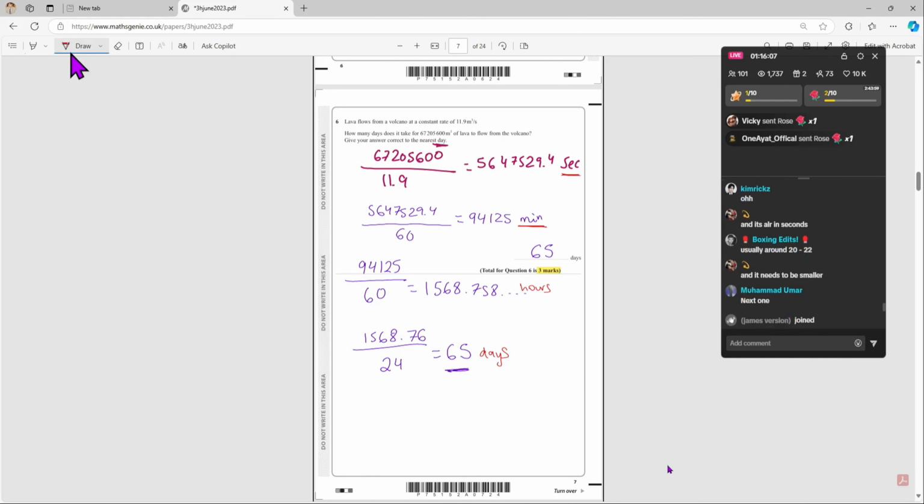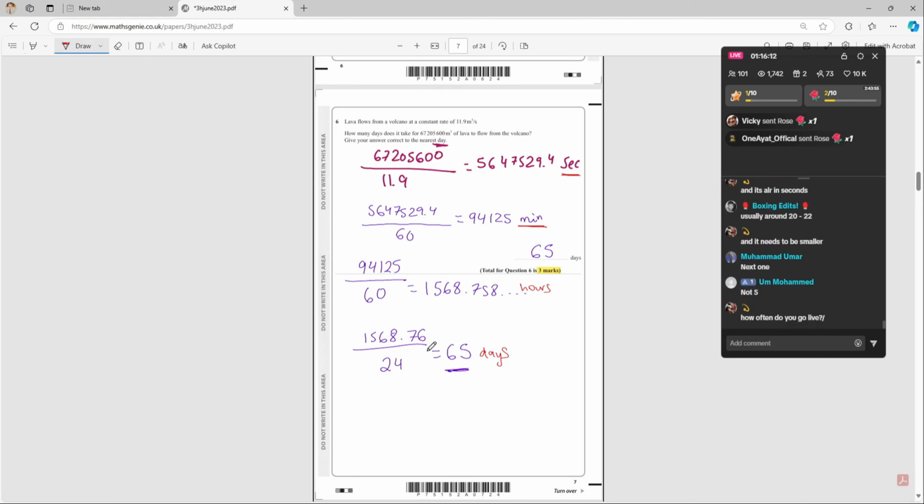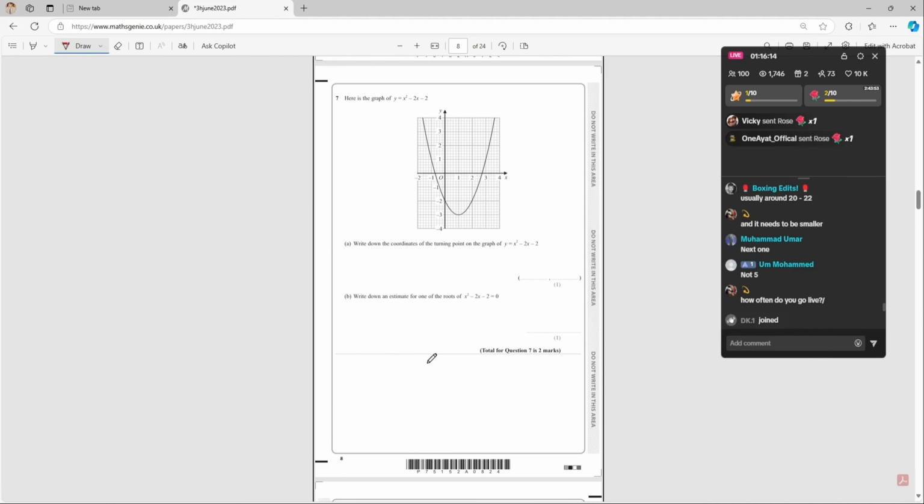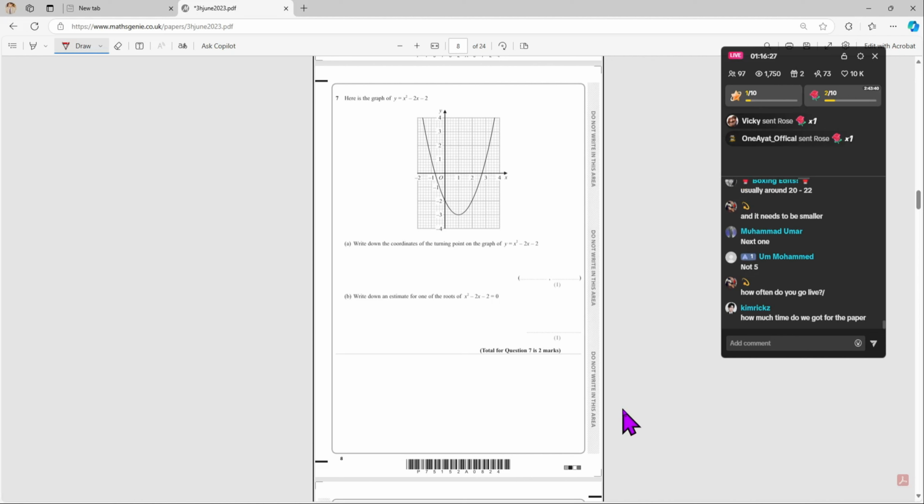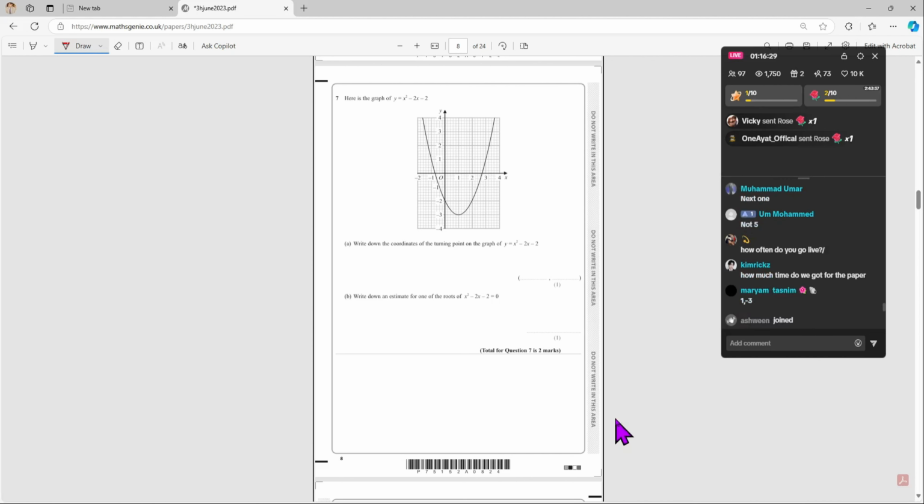So, let's move on to our next question, guys. Question number 7. So here is the graph of y is equal to x squared minus 2x minus 2. Write down the coordinates of the turning point on the graph of y is equal to x squared minus 2x minus 2.